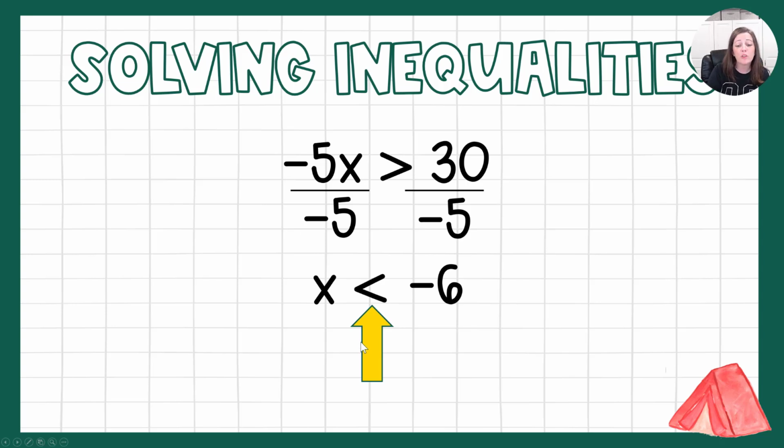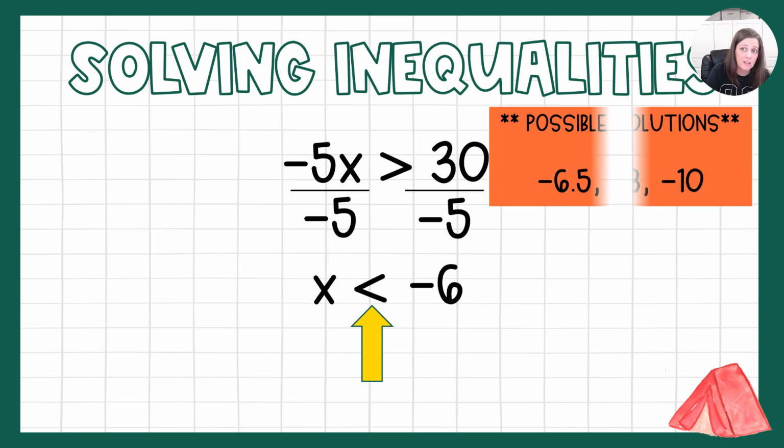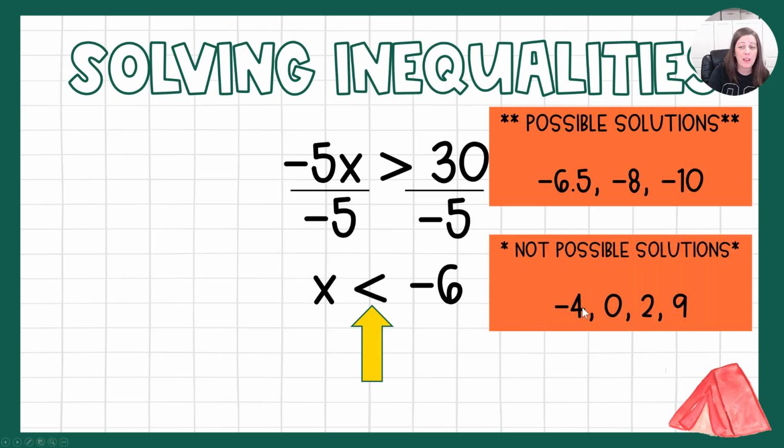So possible solutions, if x is less than negative 6, possible solutions are any number less than negative 6. So negative 6.5, negative 8, negative 10. Things that are not possible solutions are anything bigger than negative 6. So negative 4, 0, 2, 9. Those would not make a true statement if I plugged those back in.